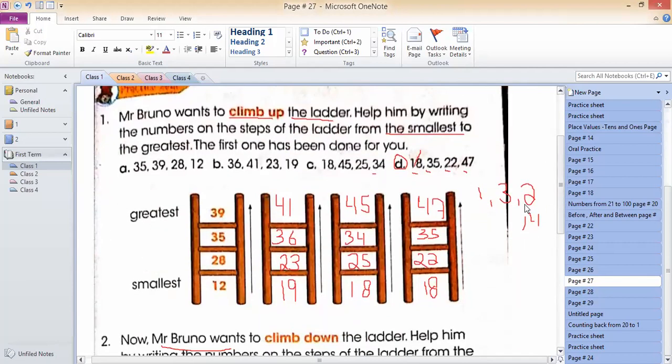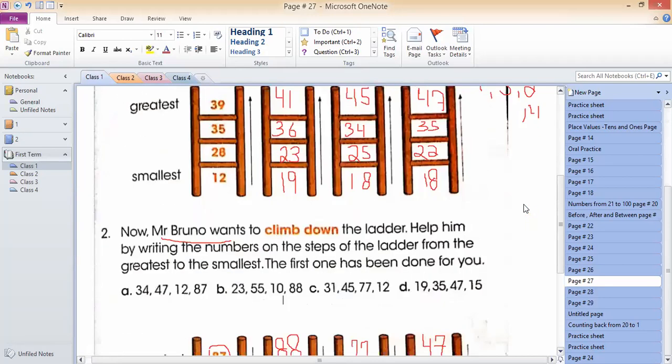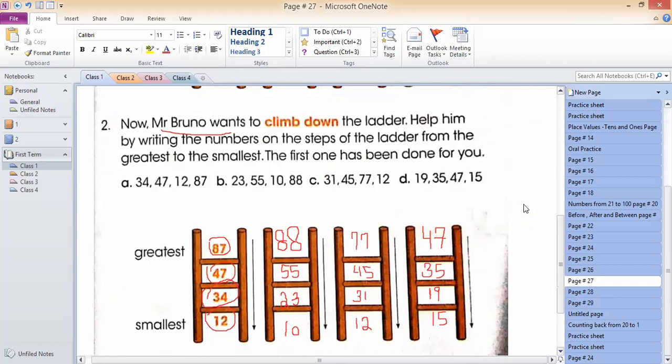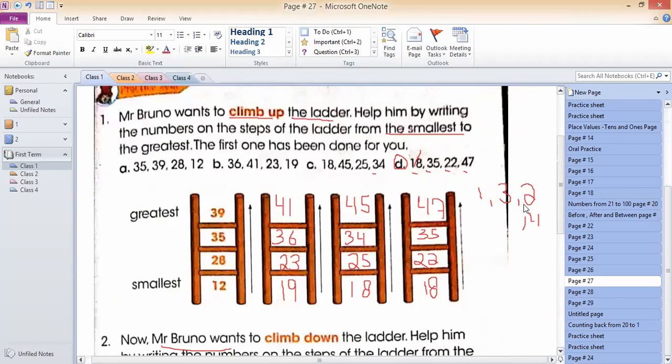In question number 1, we had to compare and arrange the numbers from smallest to largest, and question number 2 was about arranging the numbers from greatest to smallest. So a quick revision for question number 1, question number 2, guys, and then I will ask you one question. I'll take your answers and then we will start a new topic.